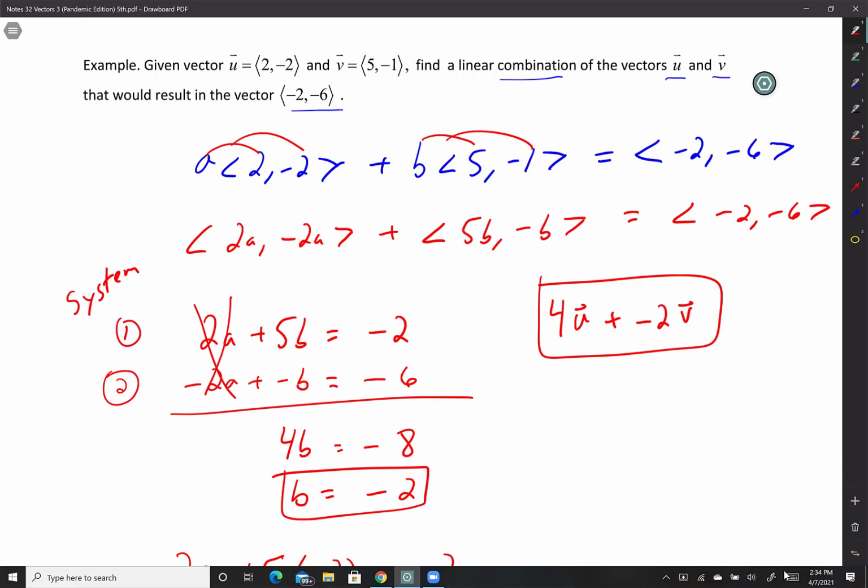4 times negative 2 is negative 8. Negative 2 times negative 1 is positive 2. Negative 8 plus 2, negative 6. Yeah, it works, guys. It works.